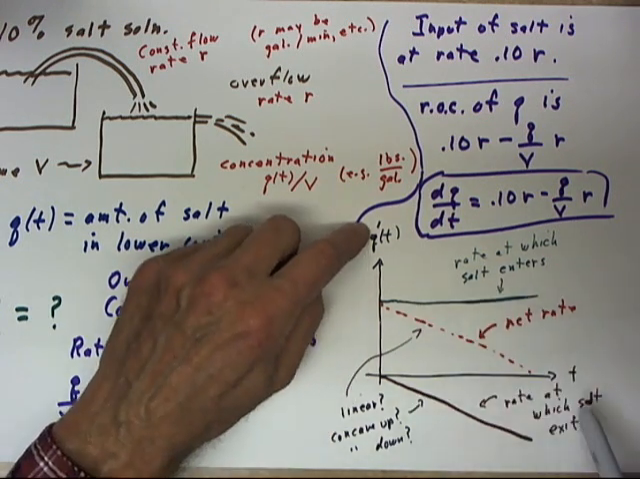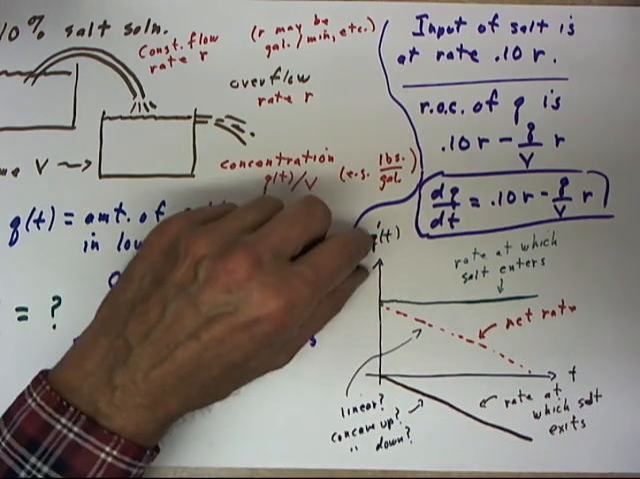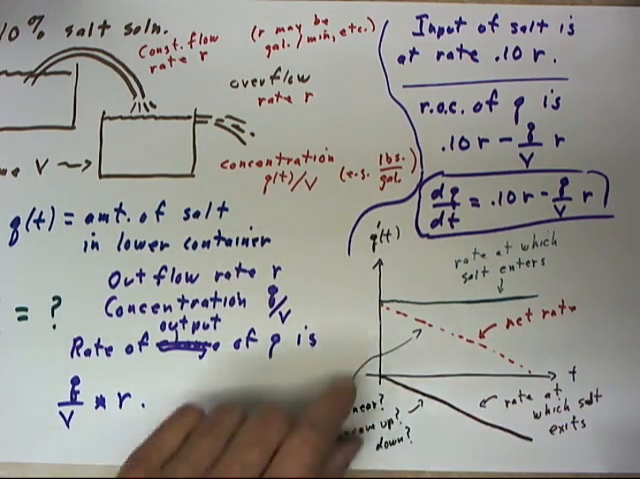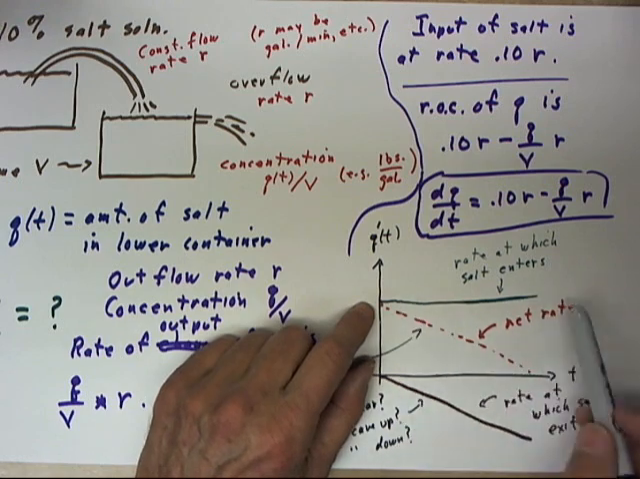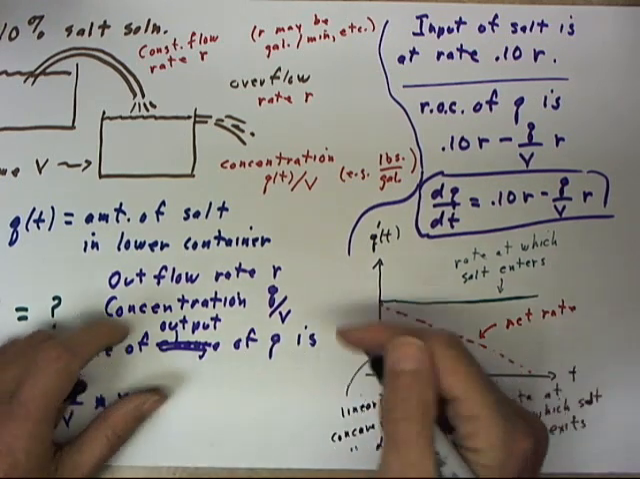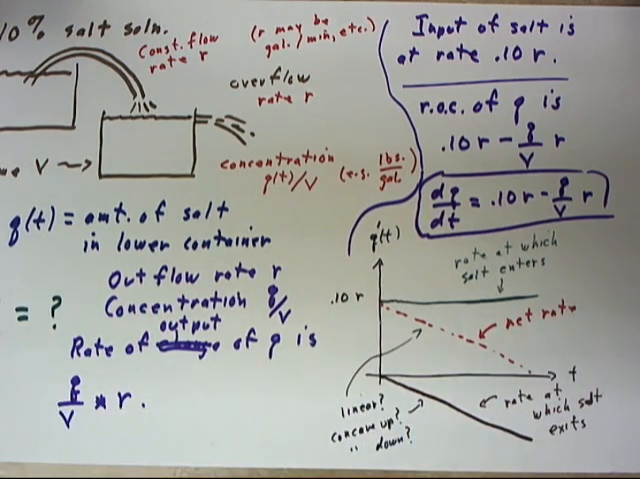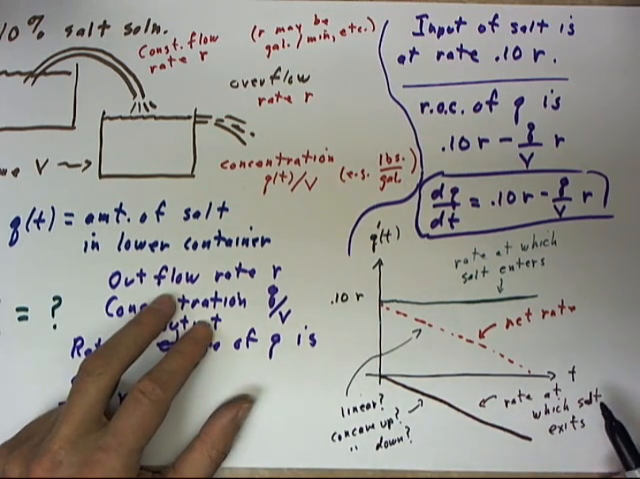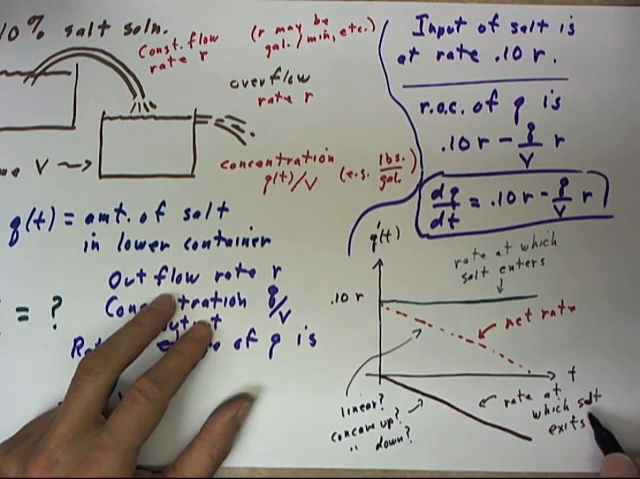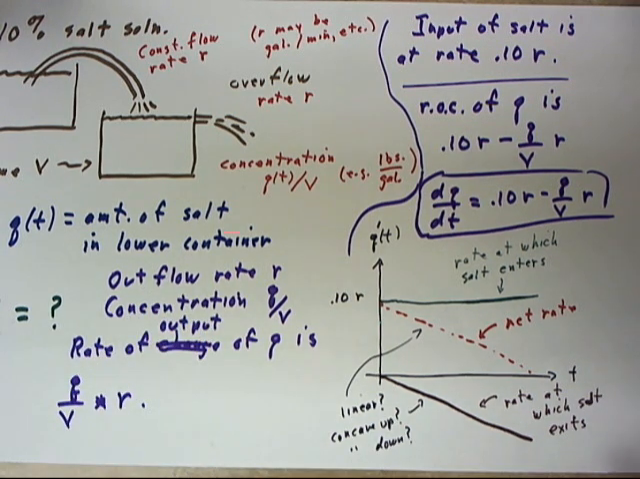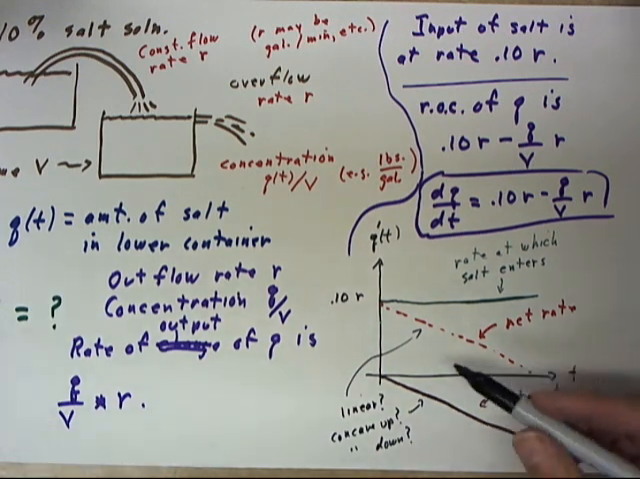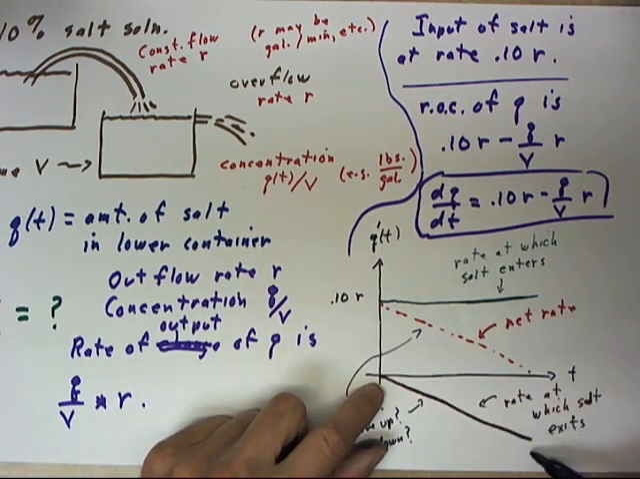We can represent the situation in a graph of Q'(t) versus t, the rate at which Q changes versus t. The rate at which salt enters is constant. Matter of fact, that's now seen to be 0.10 R. The rate at which salt exits, now that's not actually right. This should be the rate at which the amount of salt changes due to exiting, but I'm not going to change the wording here. You still get the idea. It is going to be negative.